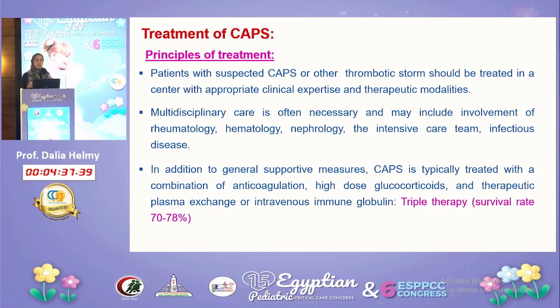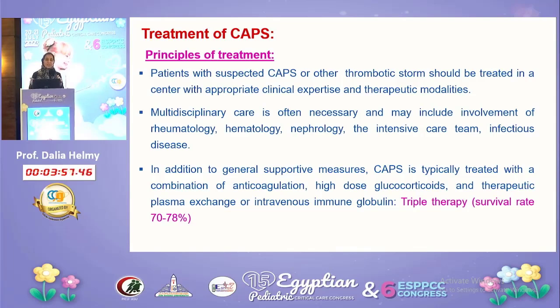So going to the principles of treatment in CAPS, patients with suspected CAPS or other thrombotic storm should be treated in a center with appropriate clinical expertise and therapeutic modalities. Multidisciplinary care is often necessary and may include the involvement of rheumatology, hematology, nephrology, the intensive care team, and infectious disease. In addition to general supportive measures, CAPS is typically treated with a combination of anticoagulation, high-dose glucocorticoid, and therapeutic plasma exchange or intravenous immunoglobulin. This is what's termed triple therapy, giving a survival rate of 70 to 78%.